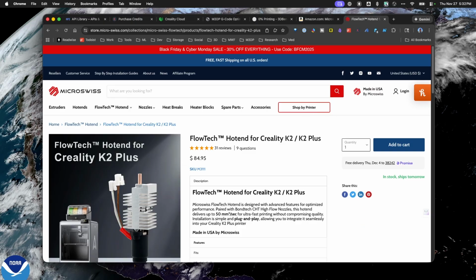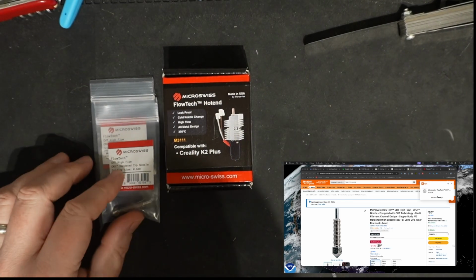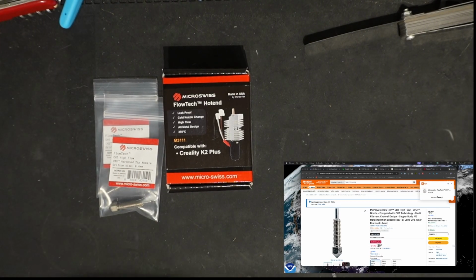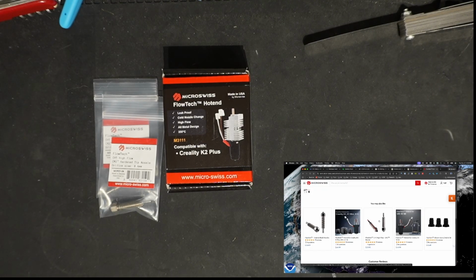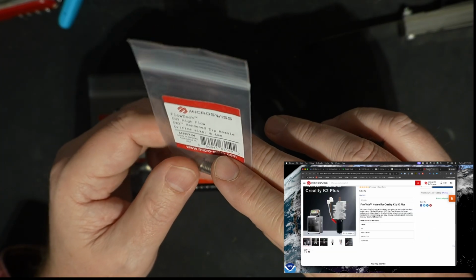Now let's switch over and take a look at the hot end and then we'll go ahead and install it. I'm going to point out, right along with the hot end, I did buy two replacement nozzles. And just something interesting here, they're $20.97 on Amazon and they're $29 on the Micro Swiss website. Again, 30% off.